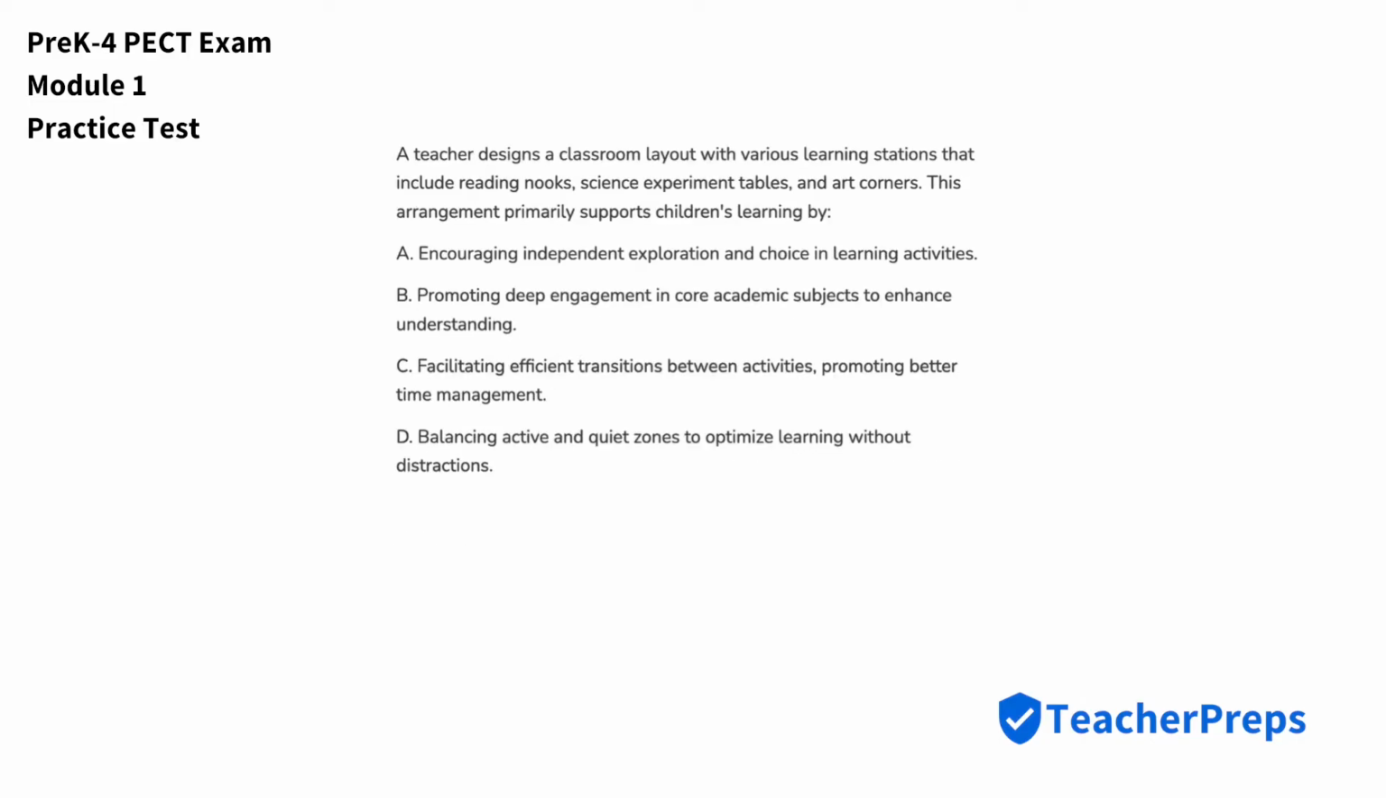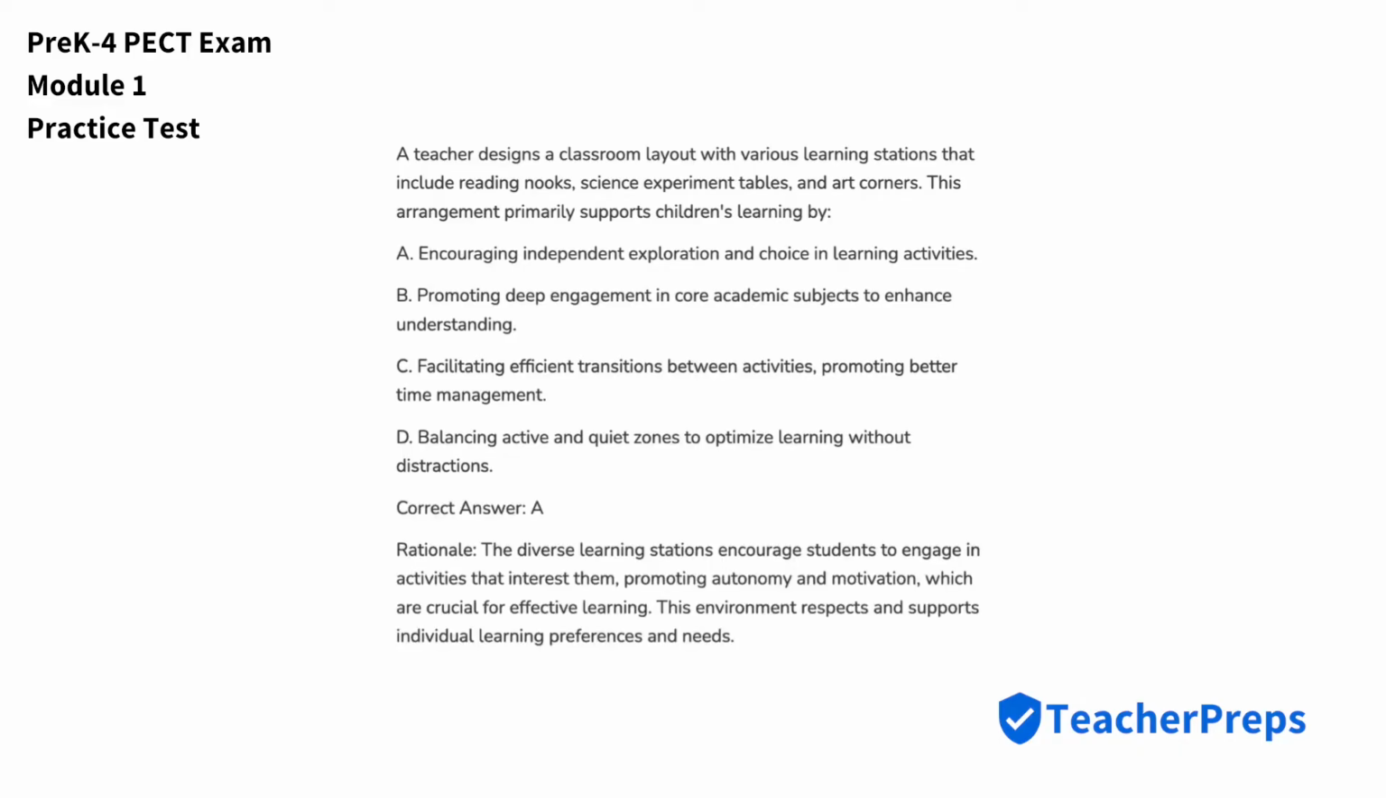A teacher designs a classroom layout with various learning stations that include reading nooks, science experiment tables, and art corners. This arrangement primarily supports children's learning by. Correct answer, letter A. The diverse learning stations encourage students to engage in activities that interest them, promoting autonomy and motivation, which are crucial for effective learning. This environment respects and supports individual learning preferences and needs.